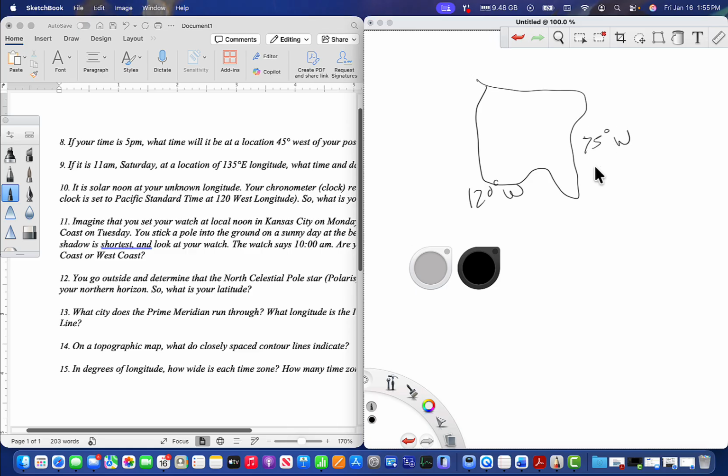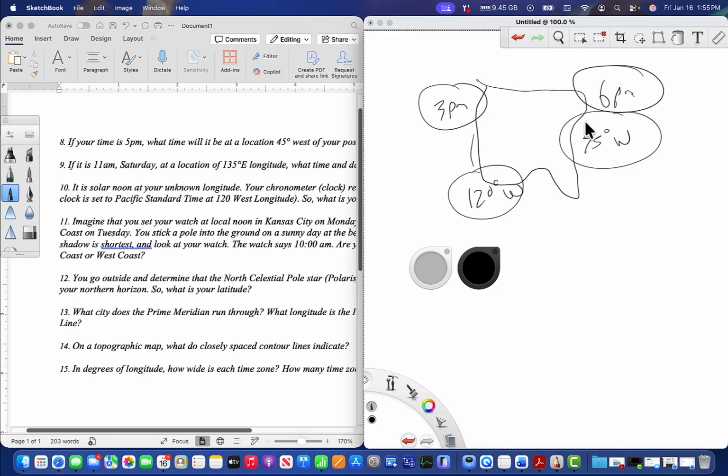Excuse me. Yeah, still 75 degrees west. So if we did this 120 west and over here is 75 west, and I tell you that it's 3 p.m. here and it's 6 p.m. here, you can clearly see that there's a relationship between time and your location. And that's, of course, because the Earth is rotating on its axis and we have different time zones.